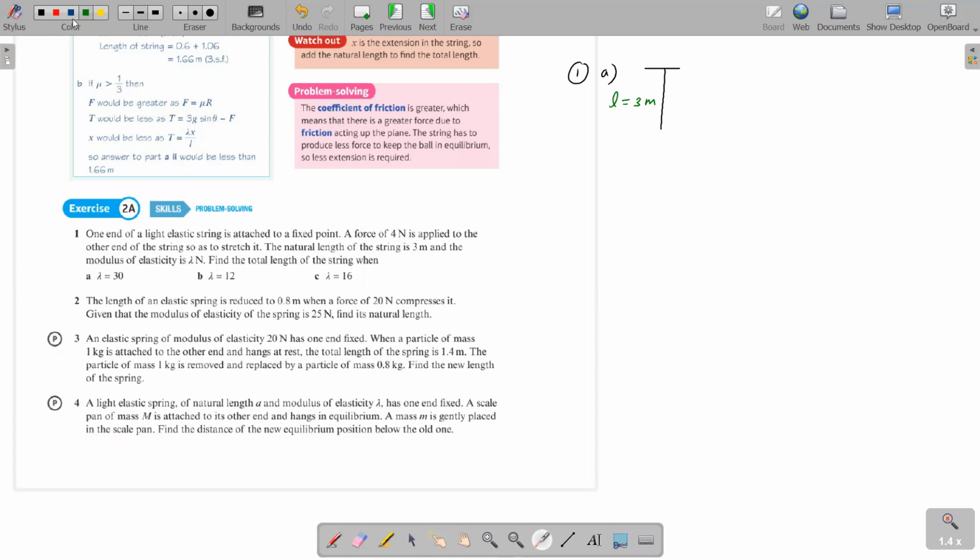So when you apply a force of 4 newtons, what do you expect to happen? Obviously, the string will stretch. Okay, it's an elastic string, it will stretch. The question is, when you apply this force of 4 newtons, they want you to find the total length of the string. That's what they want you to find. So I'm going to apply the 4 newton force and automatically the string will stretch.